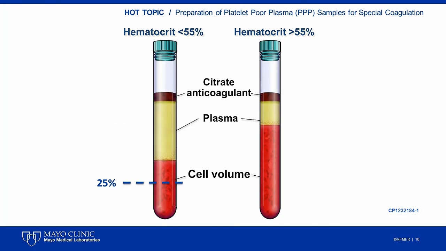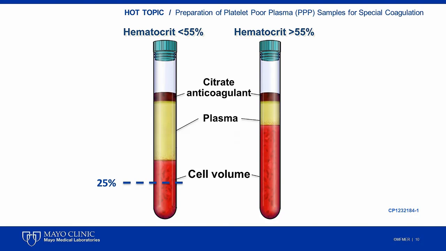Here is an illustration to help us gauge the hematocrit in the draw tube. Please note that the brown layer is just a graphical representation of the citrate anticoagulant. The anticoagulant will not appear this way in the draw tube, but you do need to be aware of the volume it displaces when estimating the hematocrit.